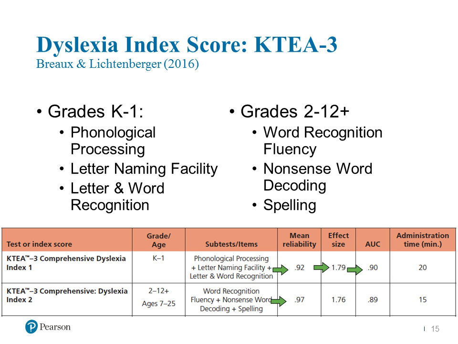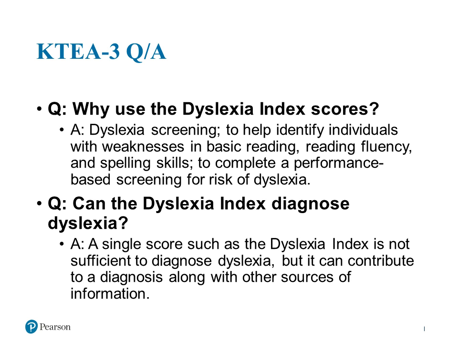Again, the effect size is its function in a clinical study. With an AUC of 0.9 for Dyslexia Index 1 on the KT3, its effect size was 1.79. Essentially, what this is telling us is that it was a very effective measure to differentiate between the clinical and non-clinical samples in the study. And the same is true, you can see on the next row, for Dyslexia Index 2 for the KT3.